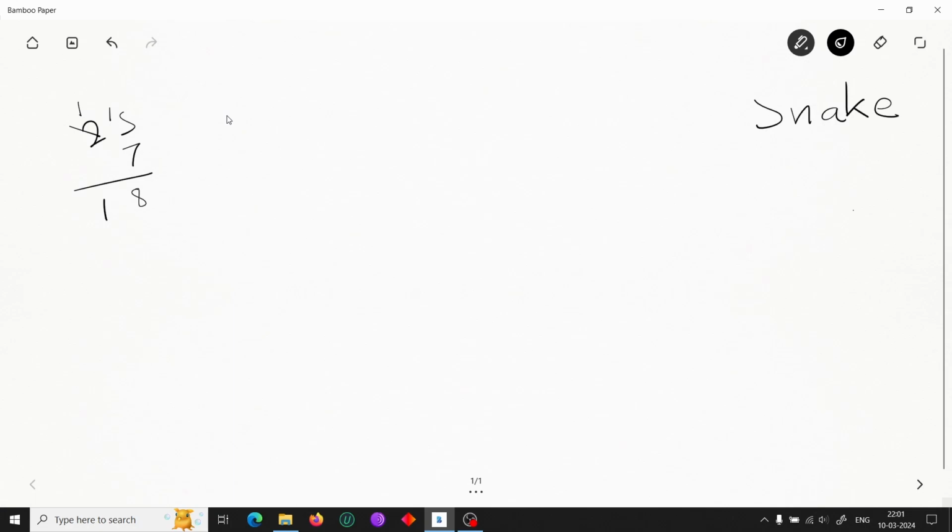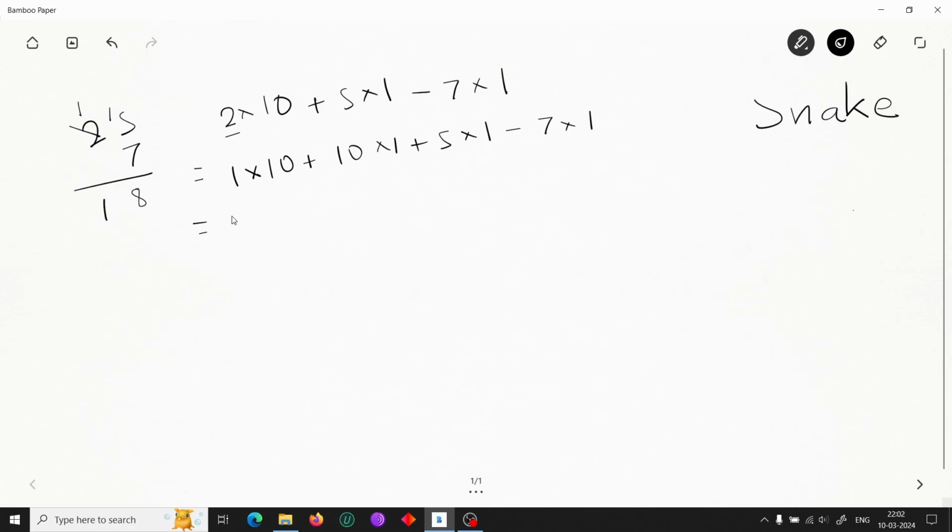Okay, to understand that, let's expand it. Okay, so from this we get 2 times 10 plus 5 times 1 minus 7 times 1. Okay, now we are going to do a little trick here. We are going to split this 2. Okay, so this would give us 1 times 10 plus 10 times 1 plus 5 times 1 minus 7 times 1. Okay, and now we are going to group them.